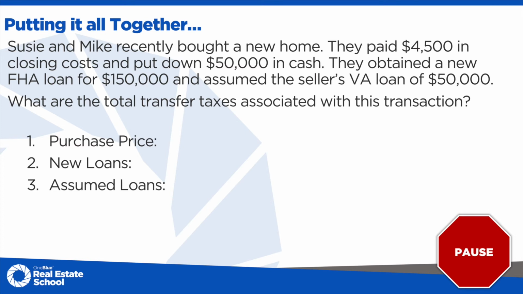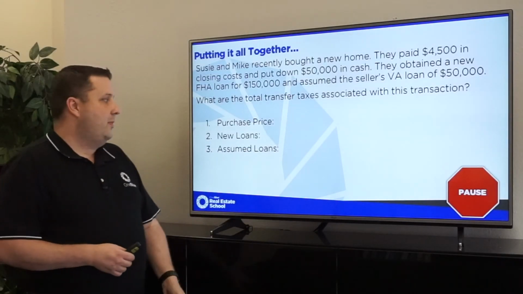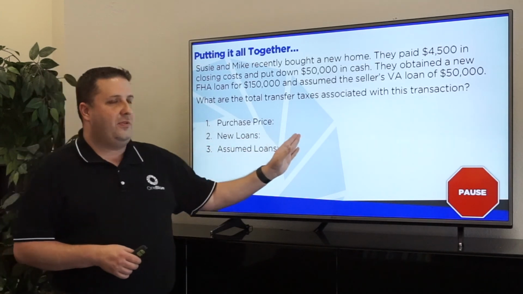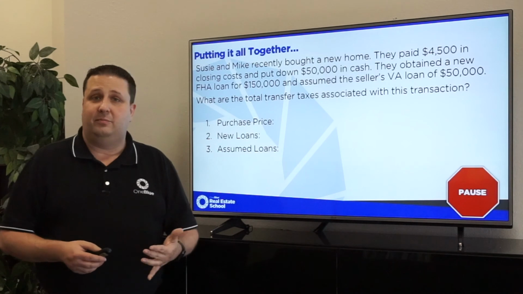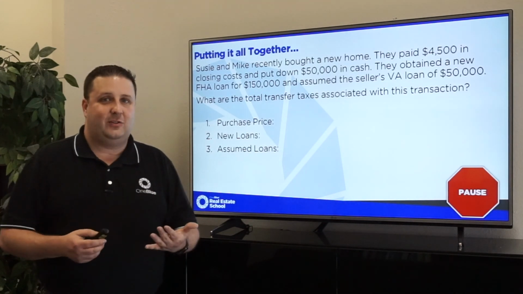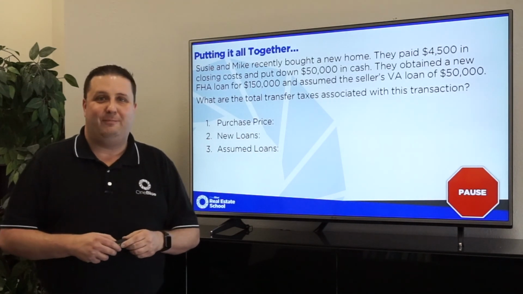Susie and Mike recently bought a home. They paid $4,500 in closing cost. They put down $50,000 in cash. They obtained a new FHA loan for $150,000 and assumed the seller's VA loan of $50,000. What are the total transfer taxes associated with this transaction? That means everything. Remember, you're going to need three things, so we put this here to help you remember. Hit pause, work on the problem, do your best, and when you're ready to check your work, hit play.